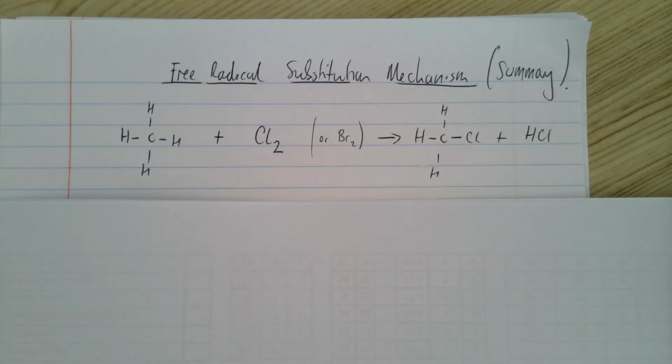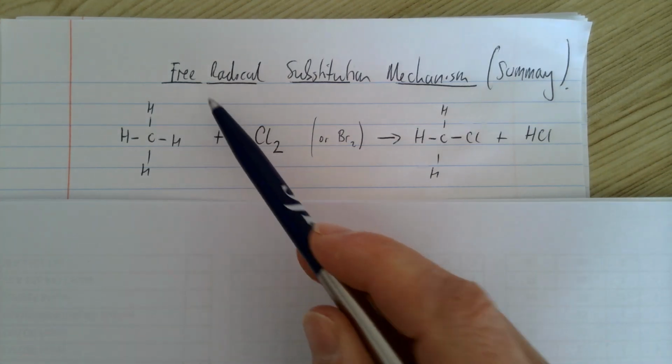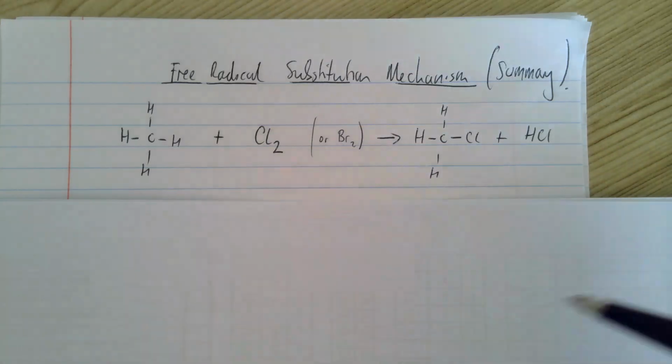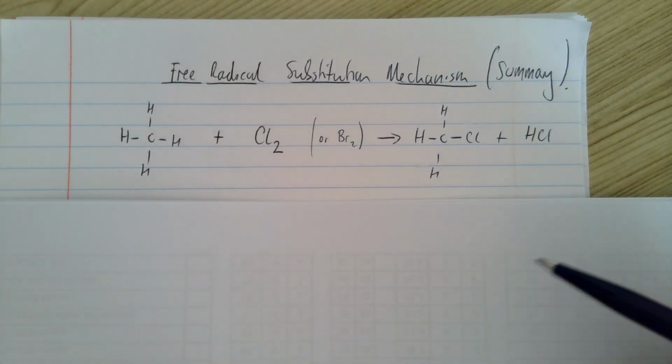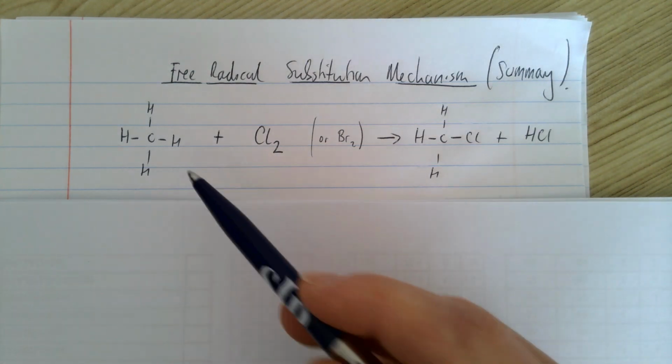Okay, I'm going to make a series of short videos summarising, reminding you of the mechanisms you need to know for IB chemistry this year. Okay, the first one I'm going to look at is the free radical substitution mechanism. You can go back and have a look at the full lesson if you want to. It's all there for you to find. But let's go through the mechanism directly, get straight to it.